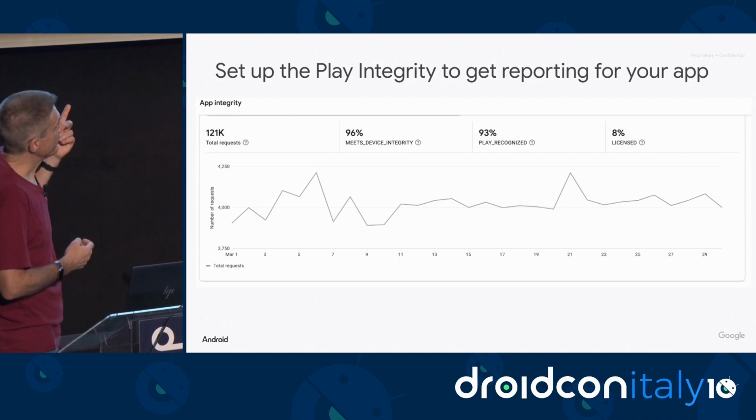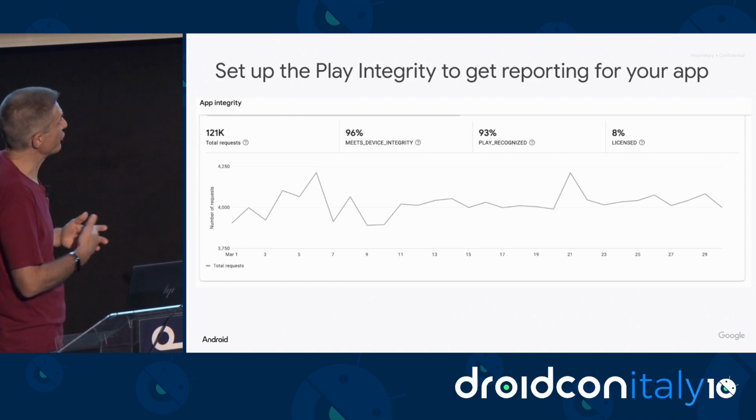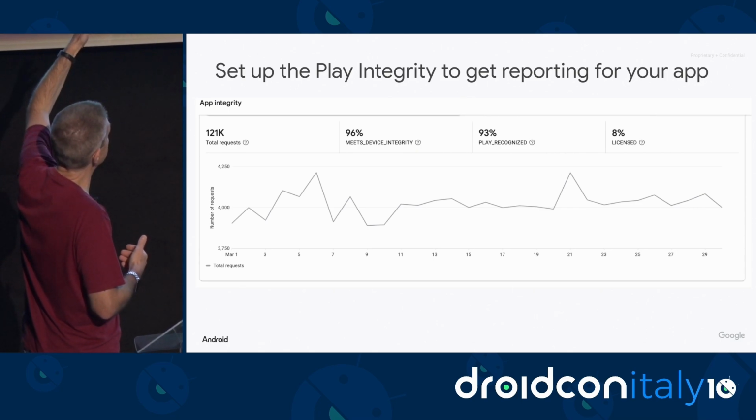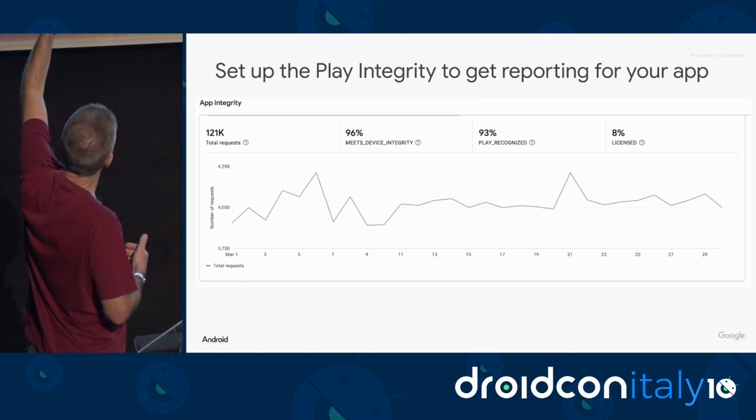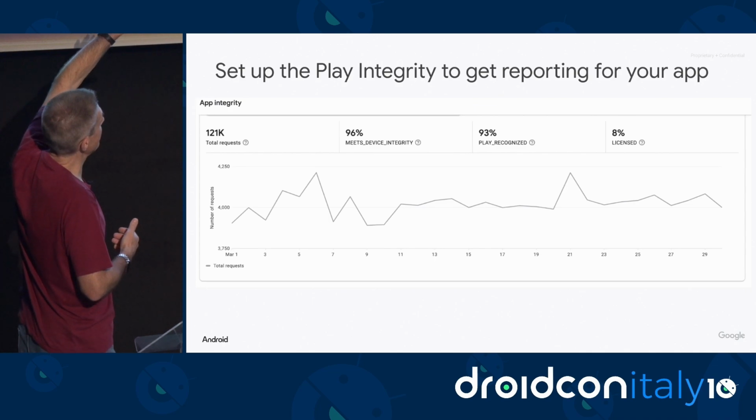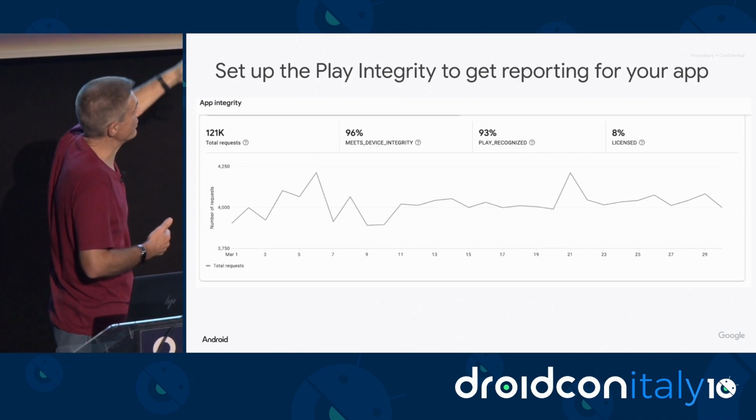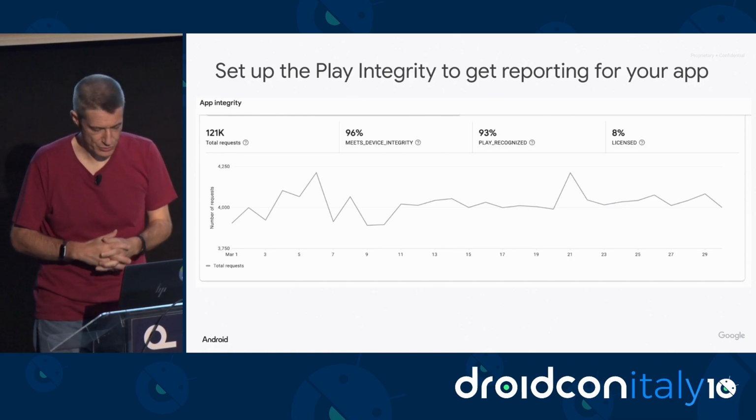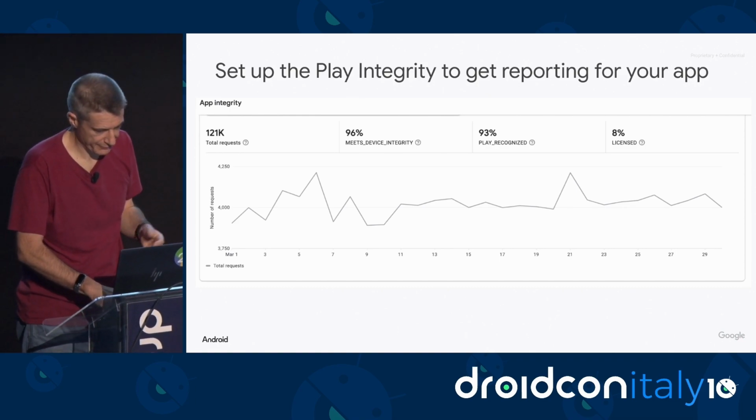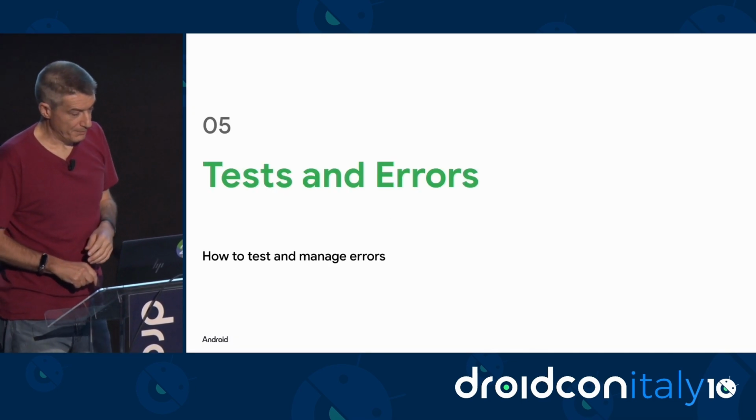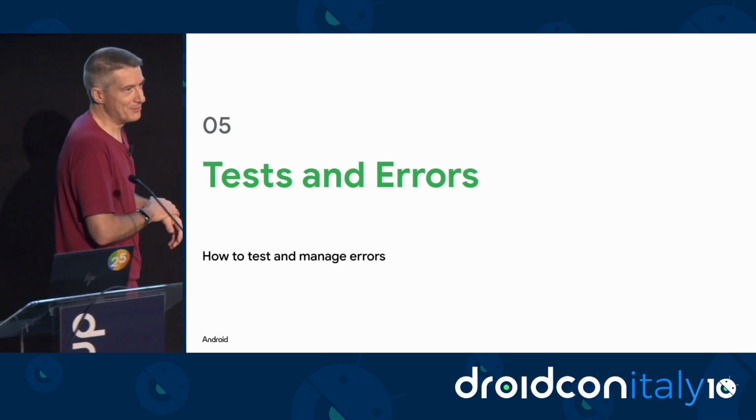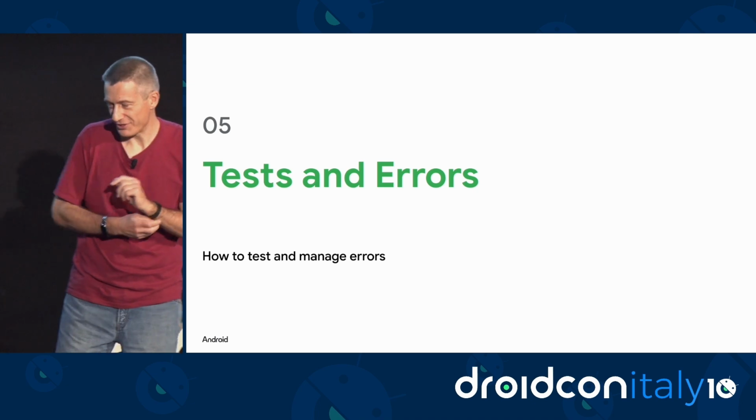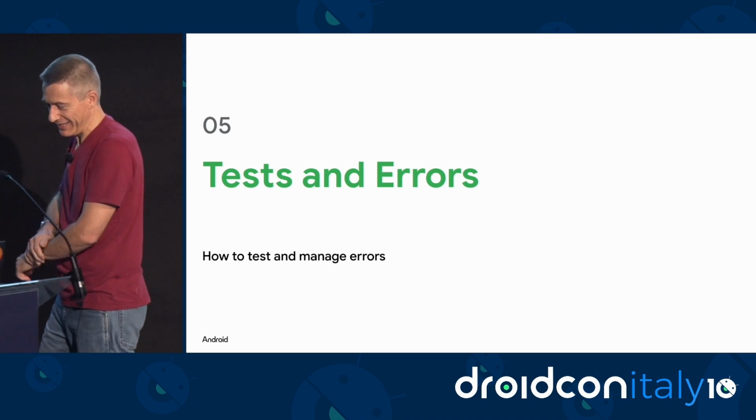This is from Play. When you do the integration, you can start to see some information. There is a dashboard that tells you, okay, these are the total requests, meets device integrity, Play recognized, and so on. From there, you can get an assessment of how it's working in the field. But it probably makes sense to test and plan for errors, because, you know, sometimes it happens.